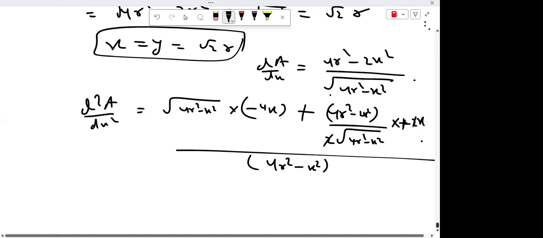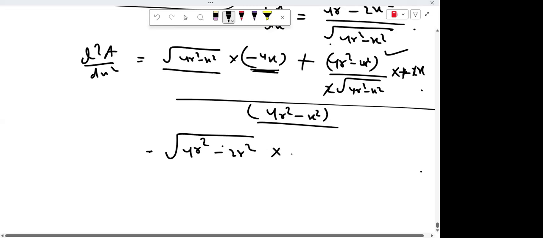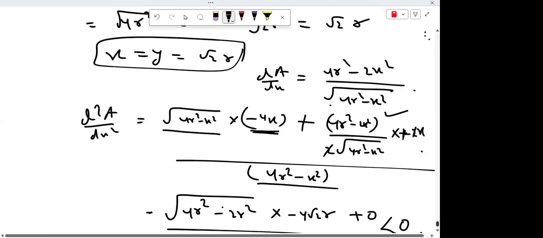Now we have to put x as root 2r. So if you put root 2r here, this is positive, negative. Okay, 2 minus 2, this is 0, and this is positive. So overall it becomes negative. Let me show you. Root of 4r square minus 2r square times minus 4 root 2 r plus 0 upon 4r square minus 2r square, which is 2r square. Okay, so you can see it is less than 0. So it is maxima at x equals to root 2r. Understood, everyone?